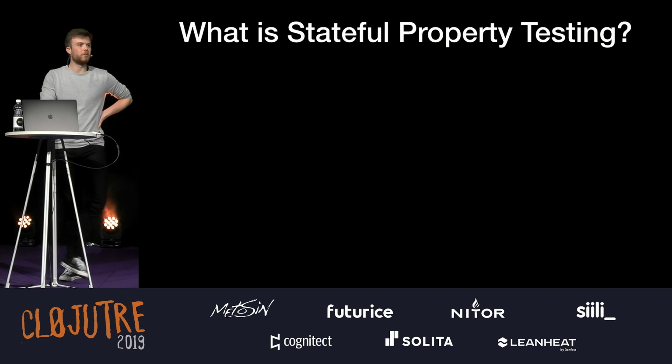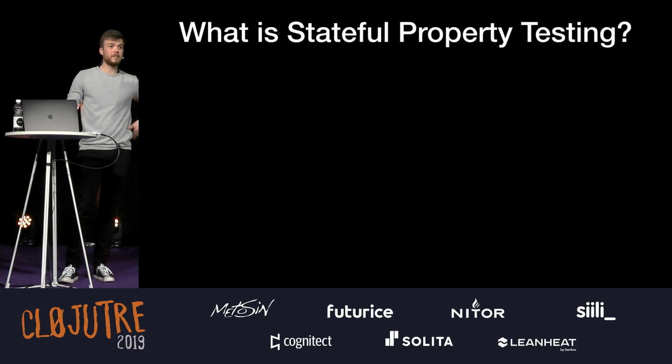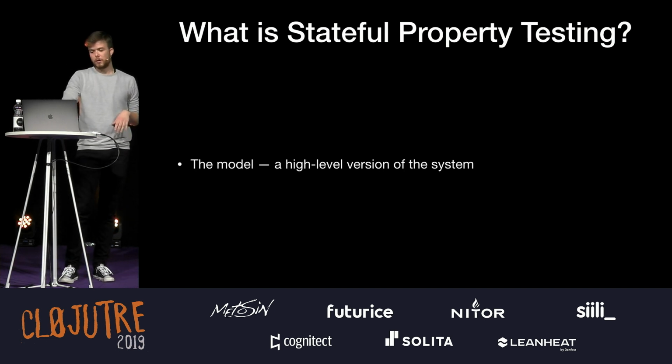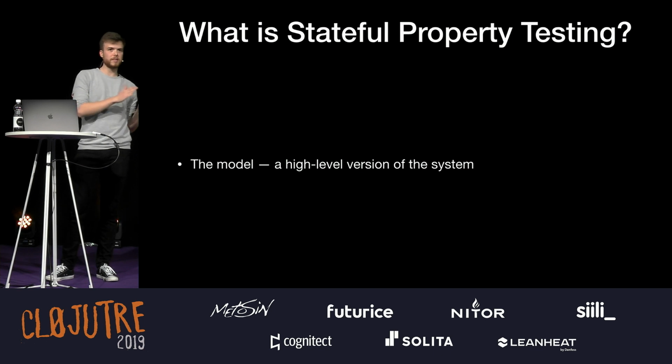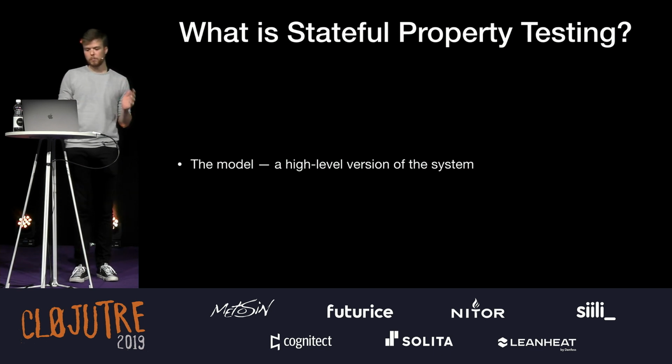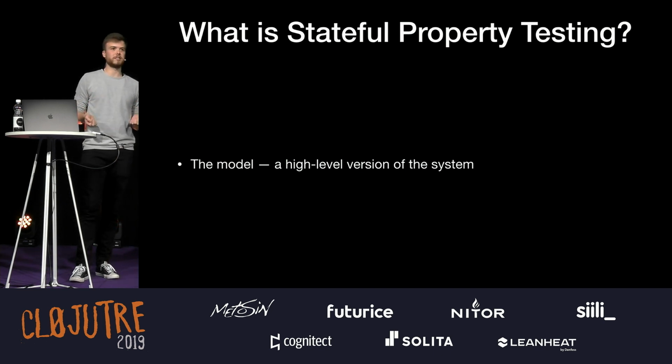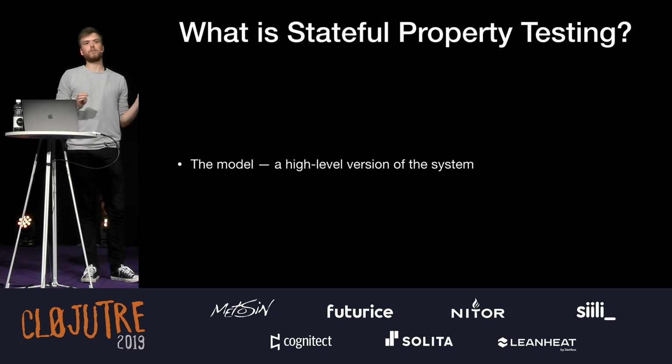The three most important components of stateful property testing: first, the model, which is a high-level version of the system. As well as running the generated commands against the system, we run them against the model, and then we compare the results for both of them. The model is something that we define. It's usually just a simple data structure, like a hash map, but we also define functions for updating it to the next state based on which commands we run against it.